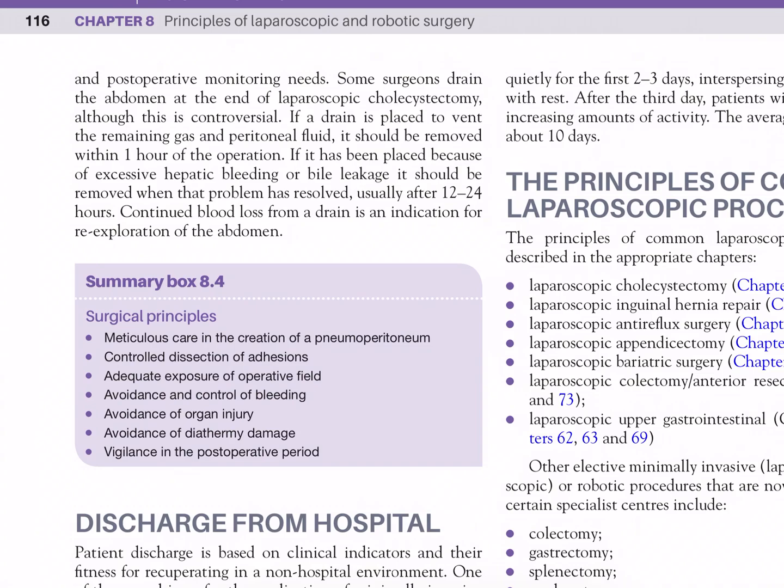If a drain is placed to vent the remaining gas and peritoneal fluid, it should be removed within 1 hour of the operation. If it has been placed because of excessive hepatic bleeding or bile leakage, it should be removed when that problem has resolved. Usually after 12 to 24 hours, continued blood loss from a drain is an indication for re-exploration of the abdomen.